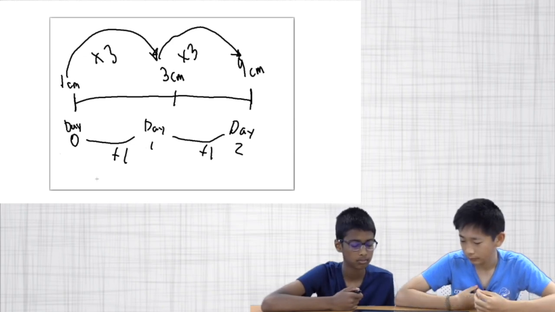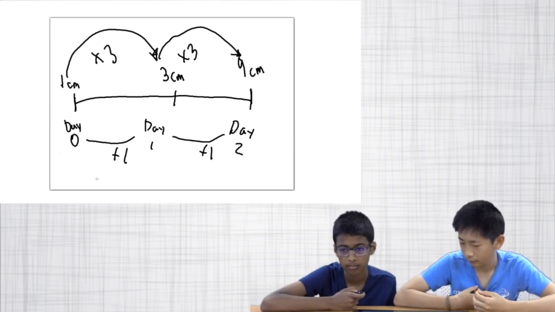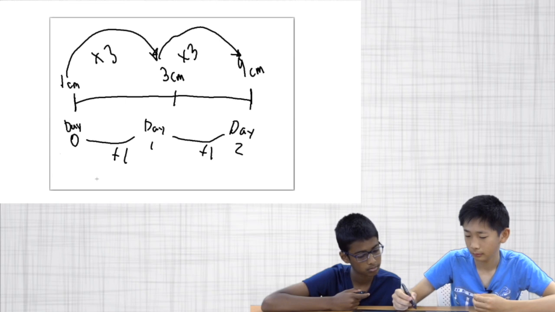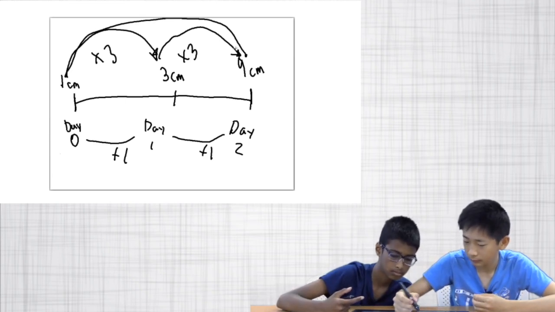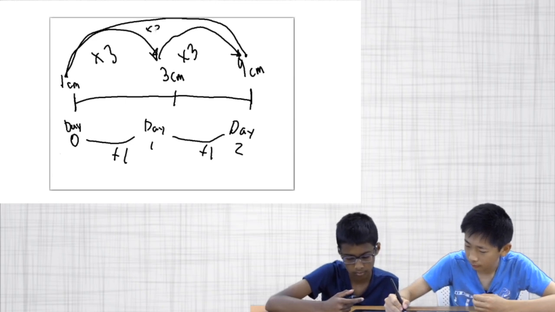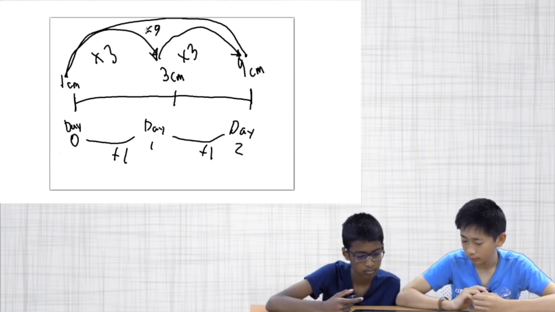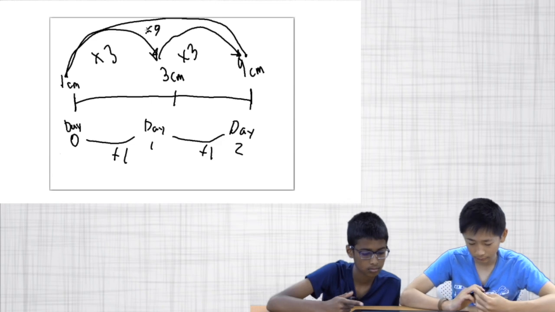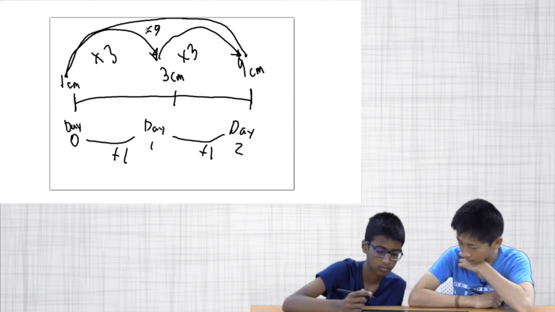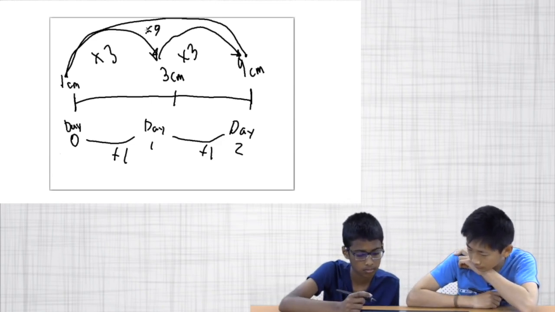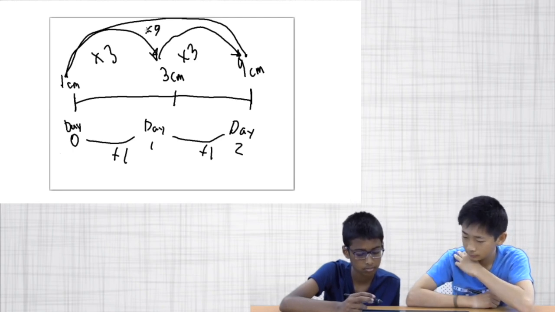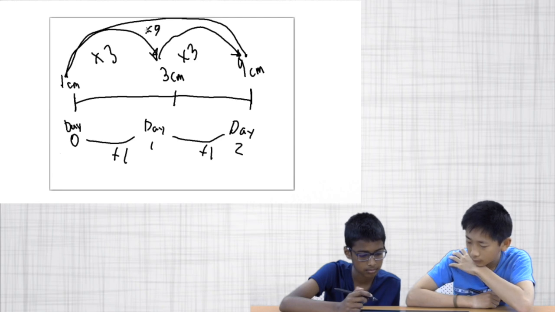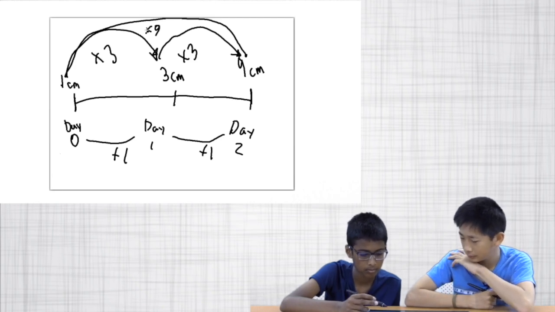Can you mark in any other relationships among the heights besides the times 3? Okay, so from day 1 to day 2, you're saying what? The plant grew 9 times taller. Yeah. And how do you know that it grew 9 times taller? Because 3 times 3 equals 9.